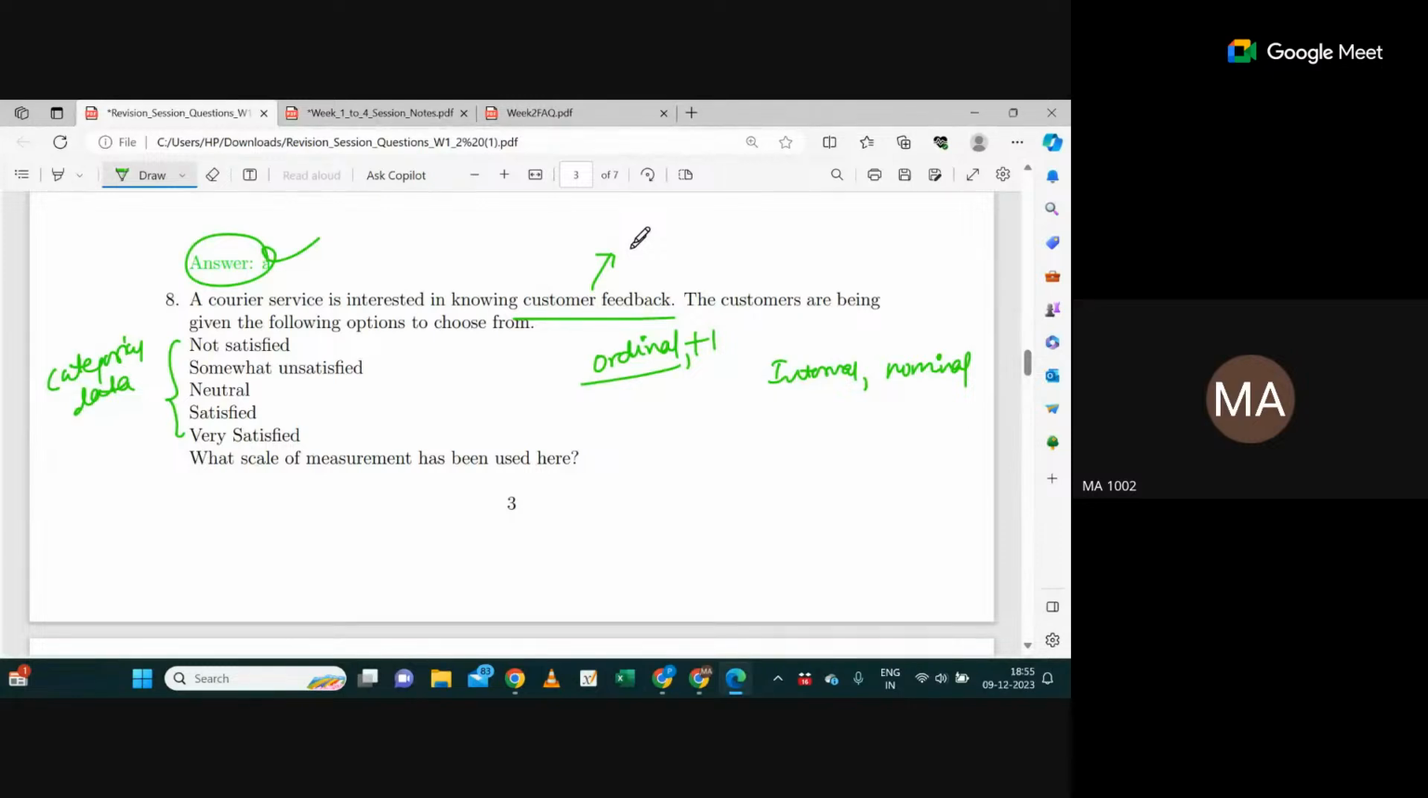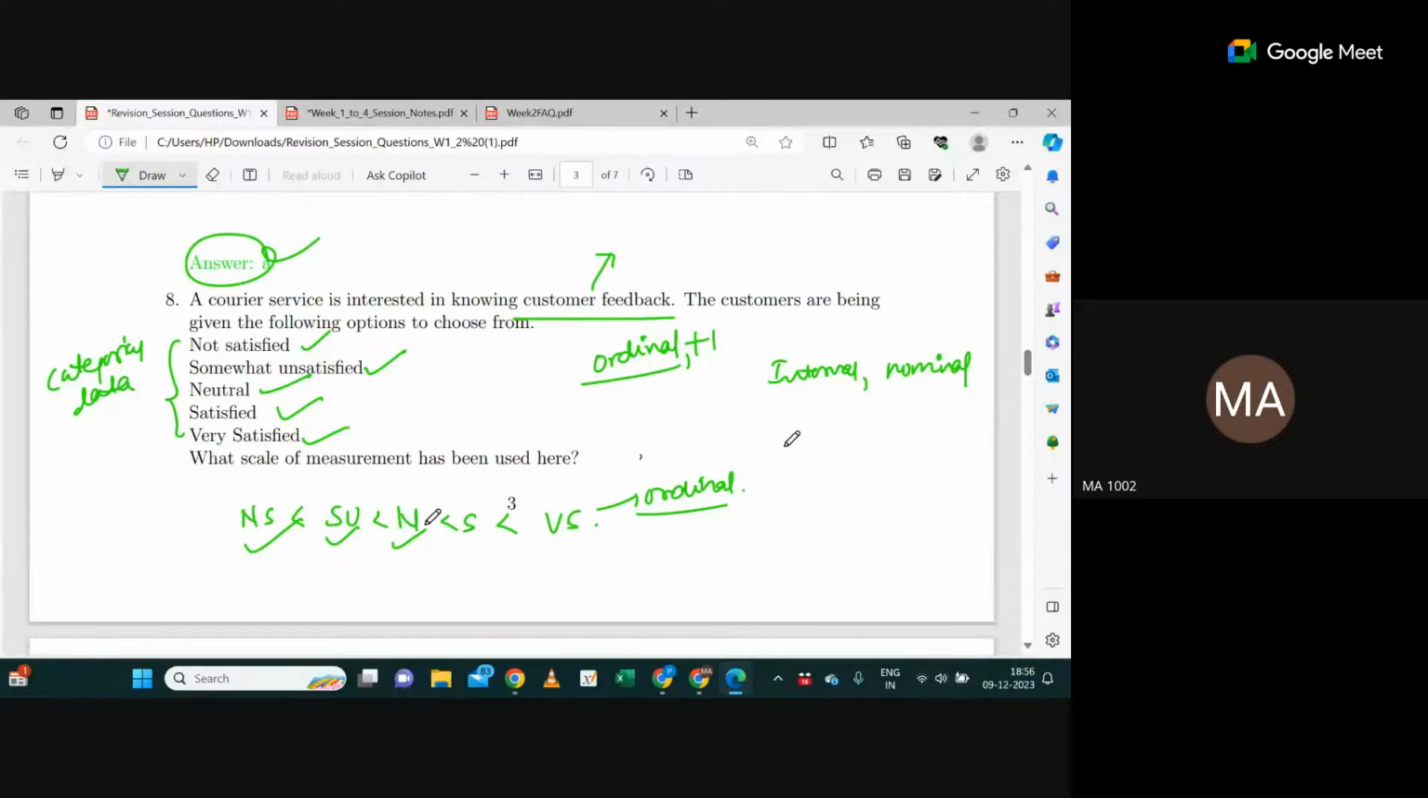Now, since it's categorical, there will be only two scales of measurement, either nominal or ordinal. If you see, is there any order between these categories? Yes, there is an order, right? You can simply say not satisfied, then somewhat unsatisfied, then neutral, then satisfied, then very satisfied. This is a categorical data set, but I can order it, so it will be considered an ordinal data set.